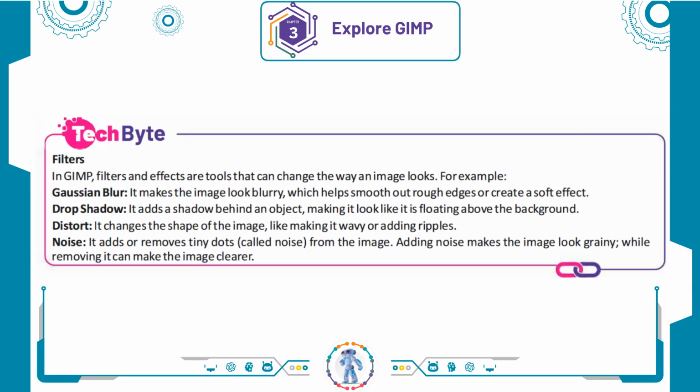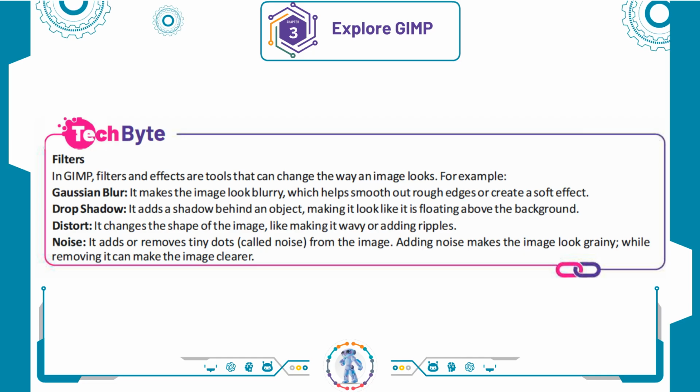Tech Byte. Filters in GIMP. Filters and effects are tools that can change the way an image looks. For example, Gaussian blur. It makes the image look blurry, which helps smooth out rough edges or create a soft effect. Drop shadow. It adds a shadow behind an object, making it look like it is floating above the background.